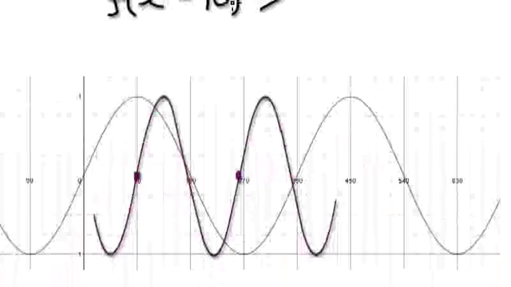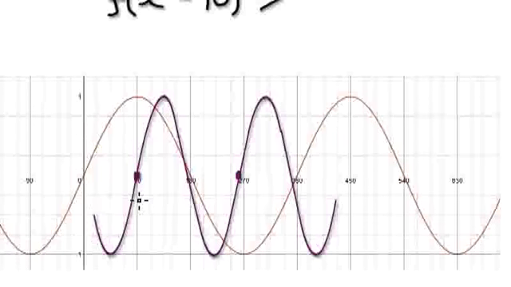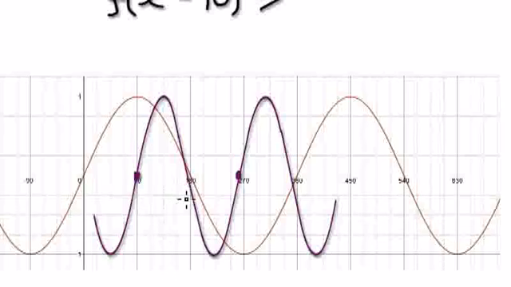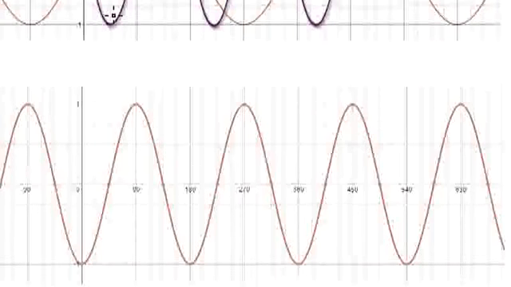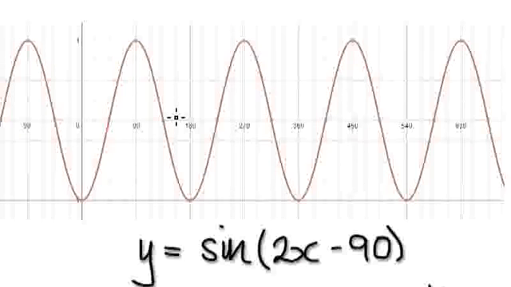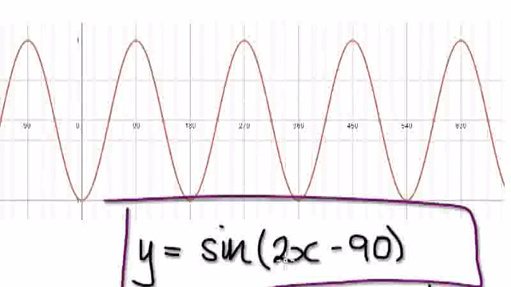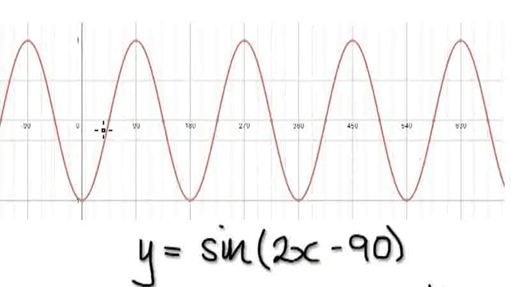So this is what a lot of people think. A lot of people think it's this, but it's not. It's actually this. You see, this is the true graph of what we want to understand: y equals sine of 2x minus 90. This is the true graph of it.